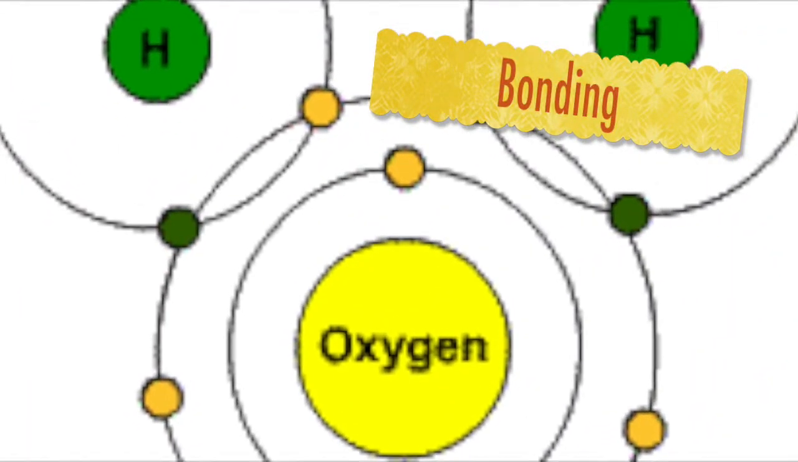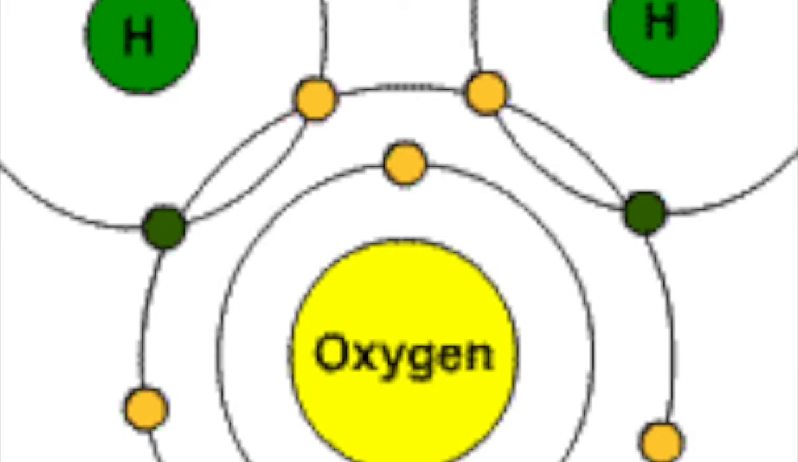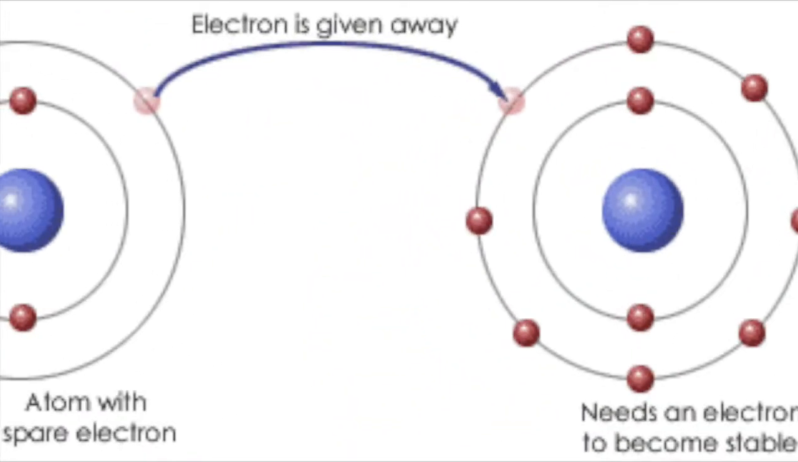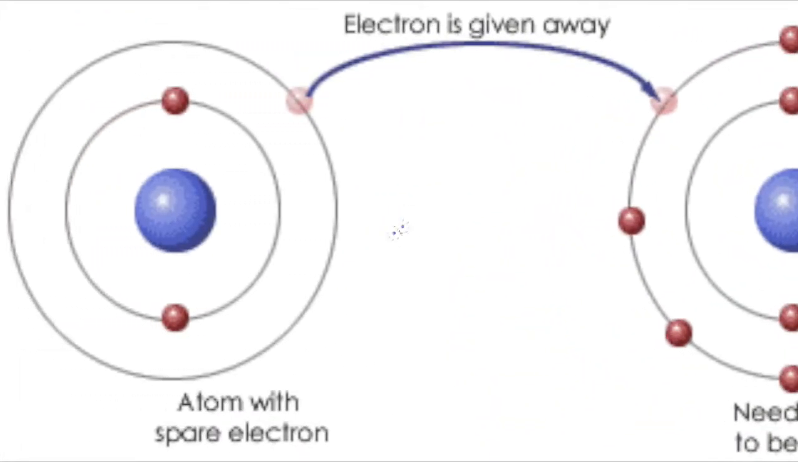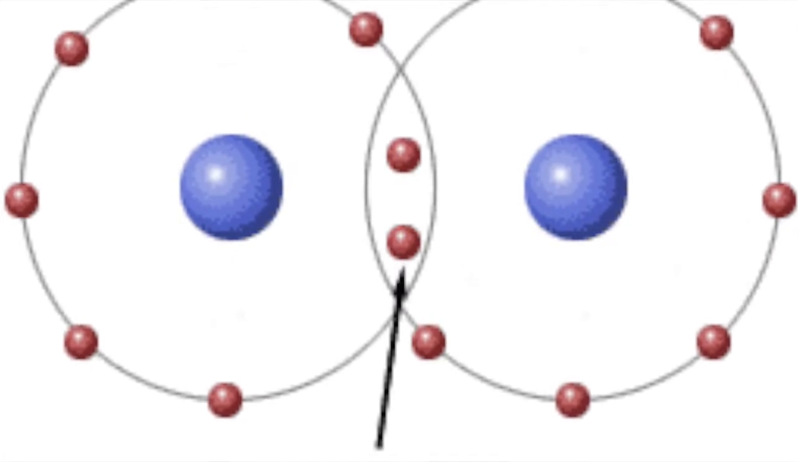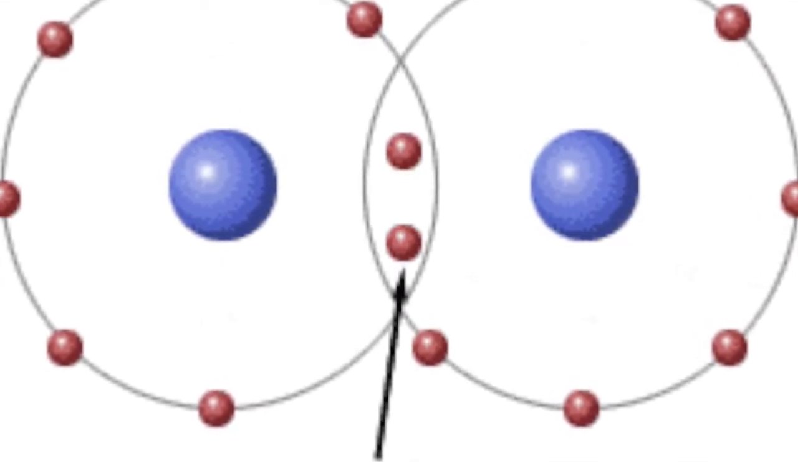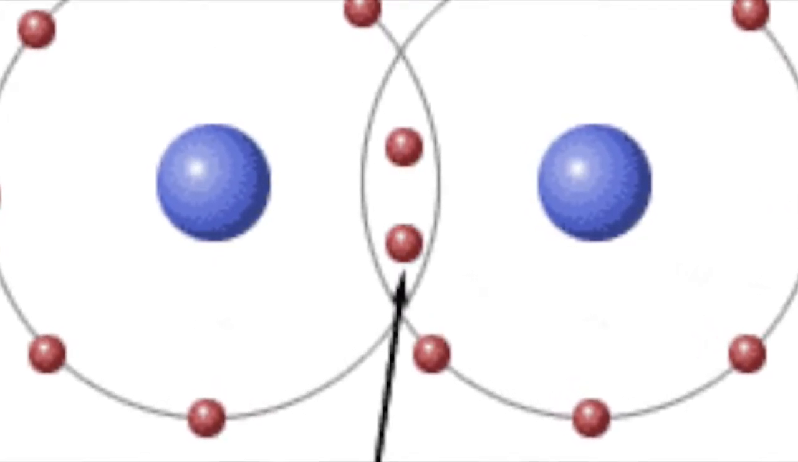It's important to understand valence electrons because valence electrons are what cause bonding. Ionic bonding is a transfer of electrons. Non-polar covalent bonds are when electrons are shared equally, and polar covalent bonds are when electrons are shared unequally.